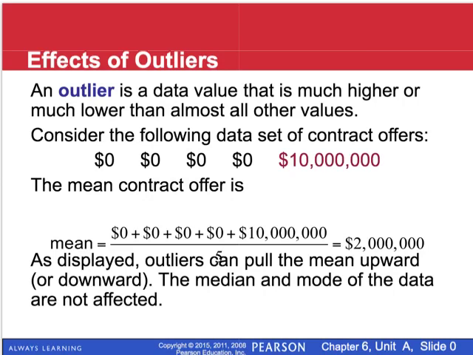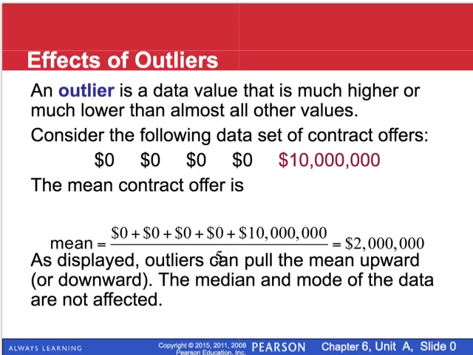Okay? This is an even more extreme example. Here we have 6 pieces of data: $0, $0, $0, $0, $0, and $10 million. And you can picture Dr. Evil with his pinky on his face, is what I always do when I say this. $10 million. So the mean of all of these is 0 plus 0 plus 0 plus 0 plus 10 million divided by 5 is $2 million. So we're saying that the average, so to speak, the average contract offer is $2 million.